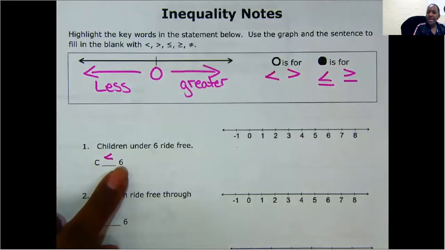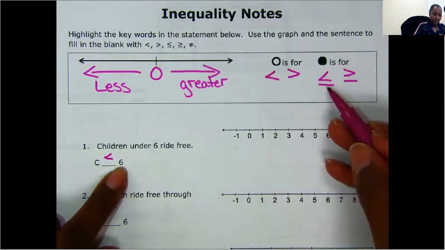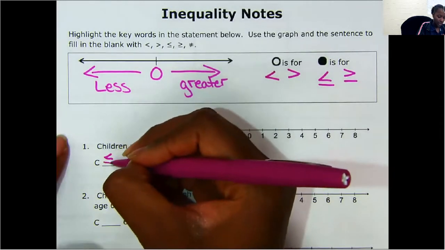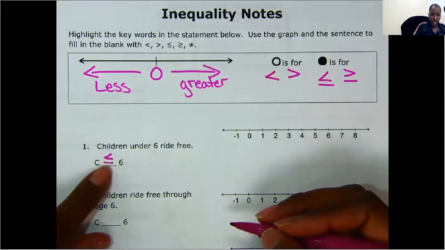But can they be exactly 6 and ride the ride? Children under 6 ride free. Yeah, so that means they can be 6 years old and still ride. So that means I can use the equal to sign. So the children can be less than or equal to 6 years old.